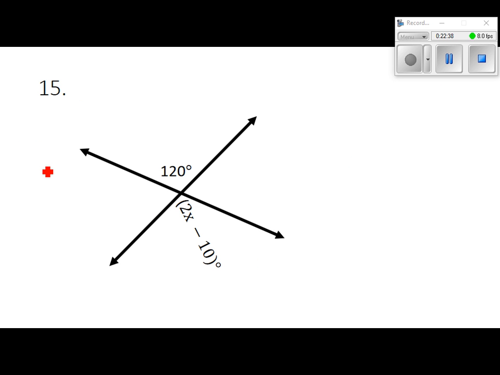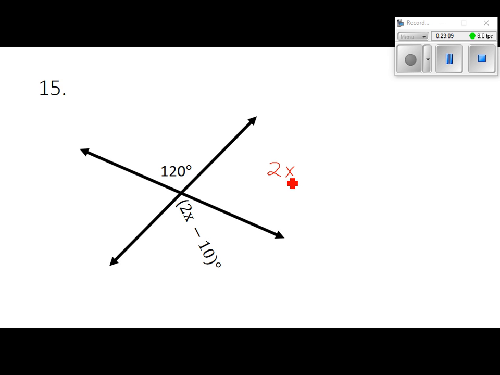Number 15. Look at number 15 in your book. Does anybody remember what's special about those two angles? They're equal. What kind of angles are they? Vertical angles. Gotta know that vertical angles must be congruent to each other. So what equation can I set up? Those two equal to each other.